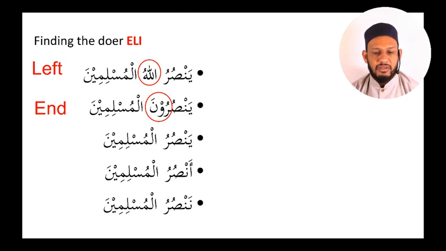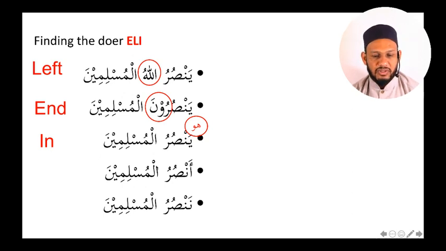And number 3 here, yansurul muslimina. Yansuru means is helping. I look at the end of yansuru, I see nothing. I look to the left of yansuru, I can't find a word in raf'un. If it's not on the end, not on the left, I'm going to assume there's something inside. And I know from our scale, yansuru means he is helping. So there must be a he or a huwa inside. Therefore, the fa'il is inside.